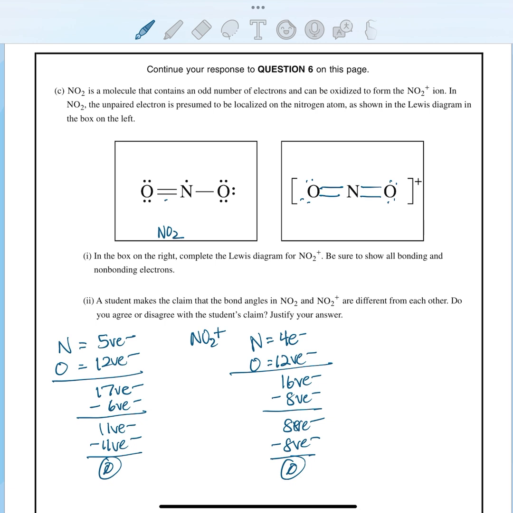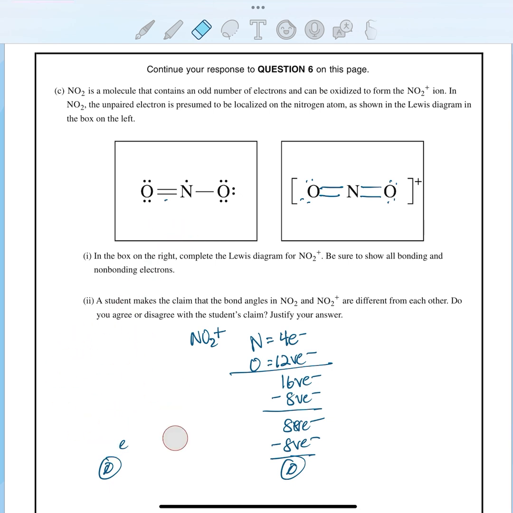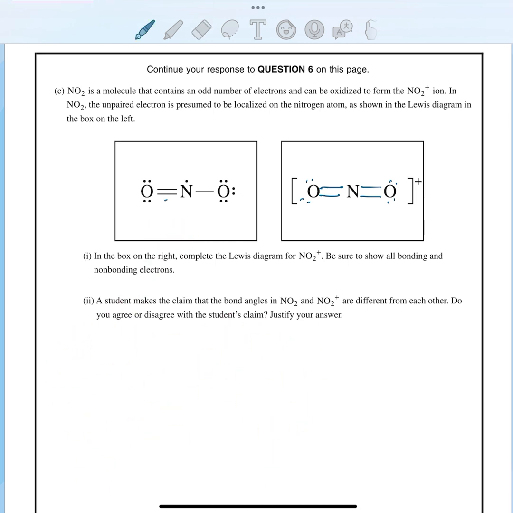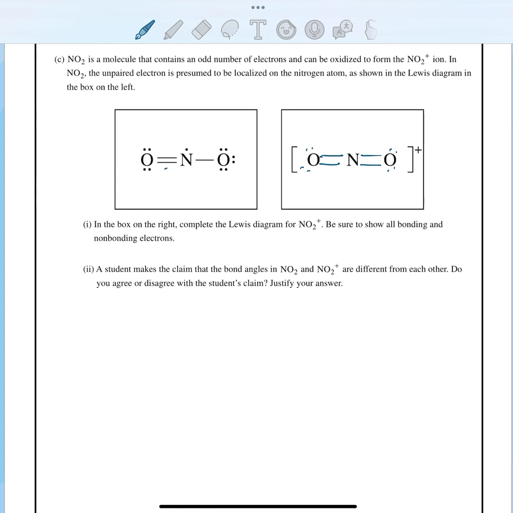And if you look at the structure, oxygen is an octet, so it's stable. That means there's 8 valence electrons around it, and nitrogen is also an octet. Okay, so we've completed the answer for the Lewis dot diagram. So let's do the last question. A student makes the claim that the bond angles in NO2 and NO2 plus are different from each other. This is VSEPR theory, okay? Remember VSEPR, valence shell electron pair repulsion. Do you agree or disagree with this statement?